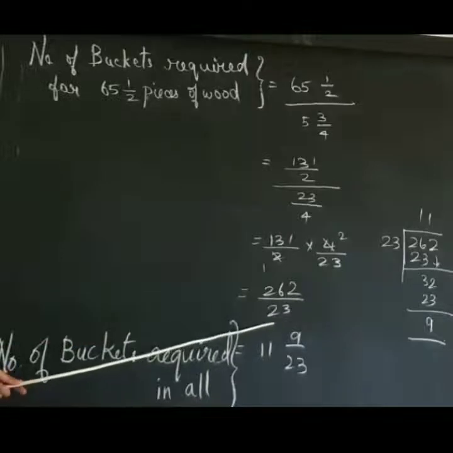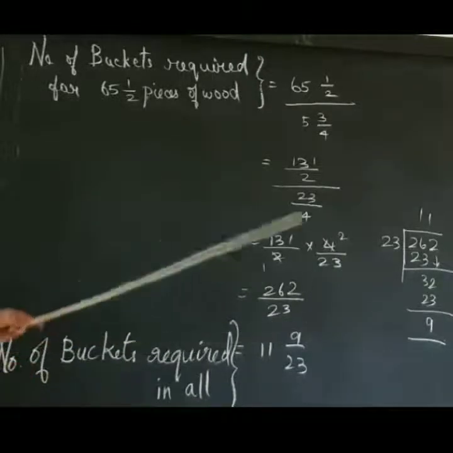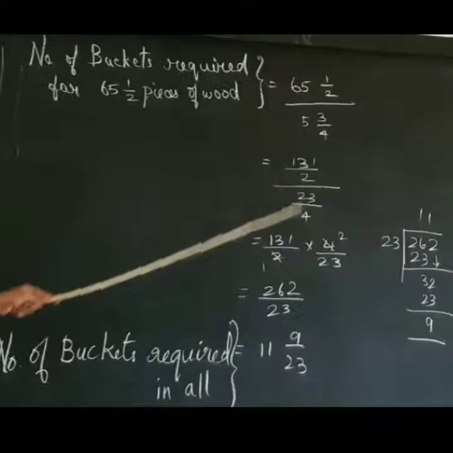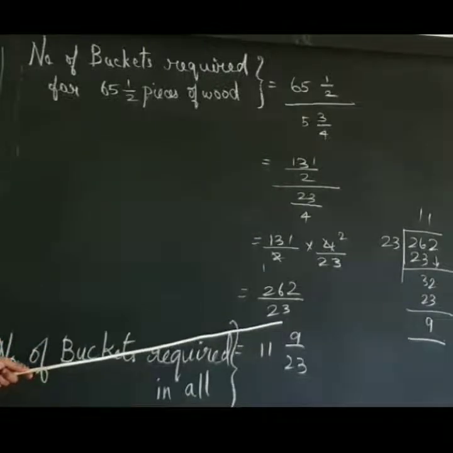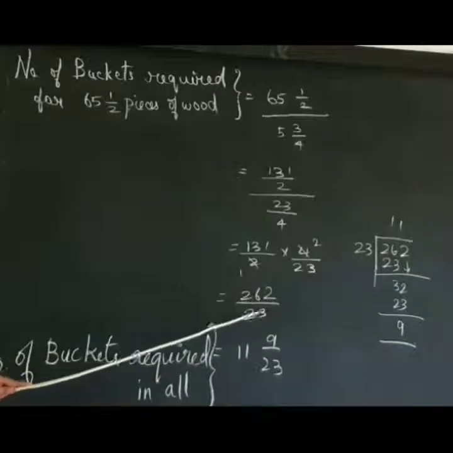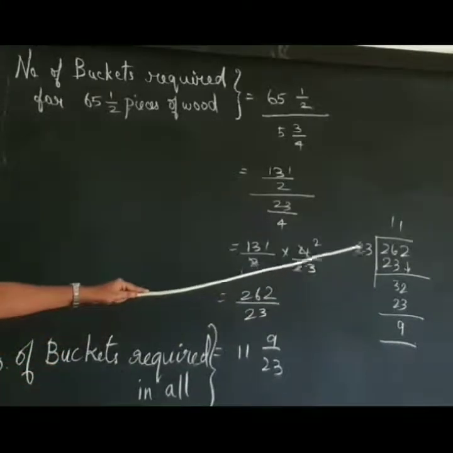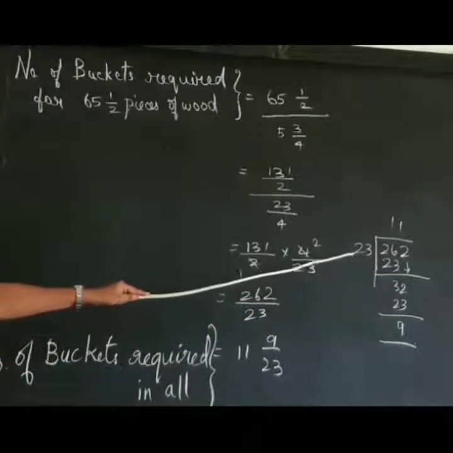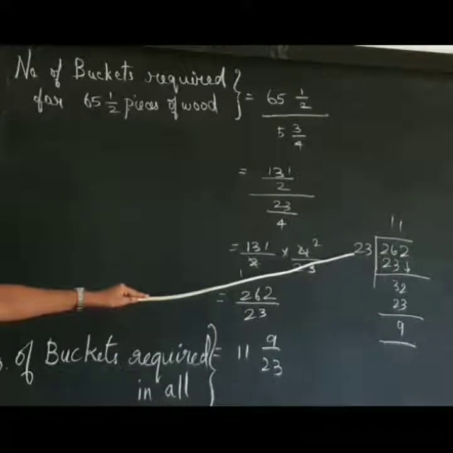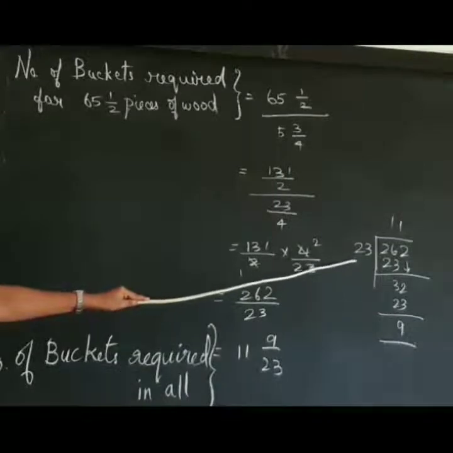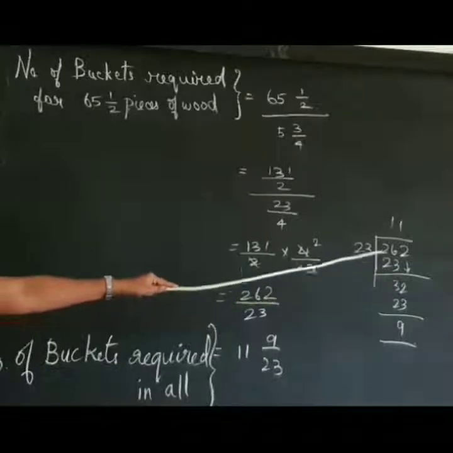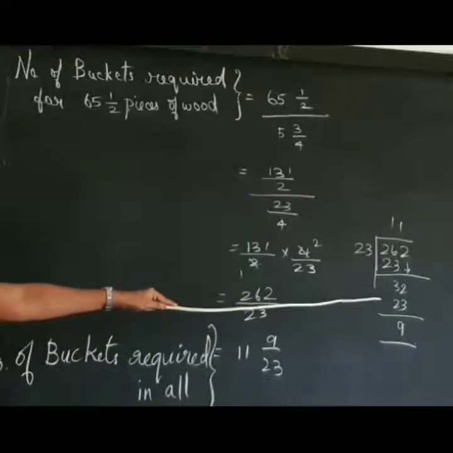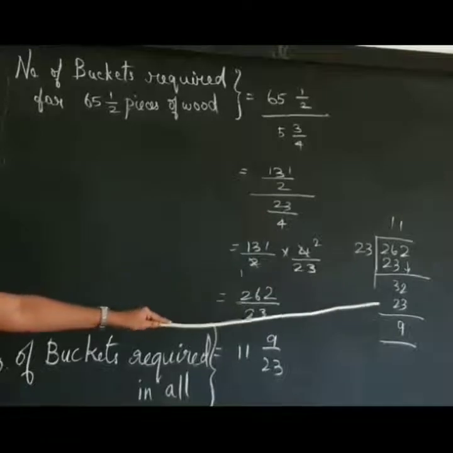So this is an improper fraction. Since our question is in mixed fraction, we have to write this improper fraction as a mixed fraction. Now divide 262 by 23. So 262 by 23 is what? This is the table. In the 23 table, 23 is 1 times. So 1 into 23 is 23. The remainder is 3. The next number is 2. Now you have 32. Again 1 into 23 is 23.